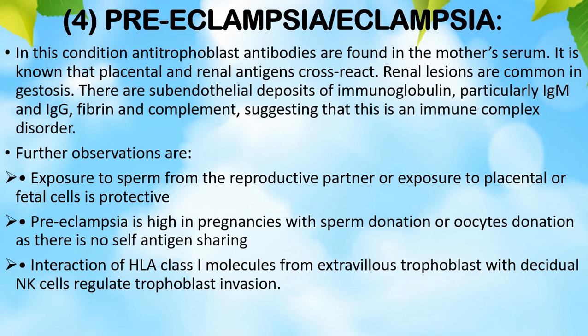Pre-eclampsia is high in pregnancies with sperm donation or oocyte donation, as there is no self-antigen sharing. Then interaction of HLA class 1 molecules from the extravillous trophoblast with the decidual NK cells regulates trophoblast invasion. So because of these reasons, there is a chance of pre-eclampsia or eclampsia, because it is an antigen.